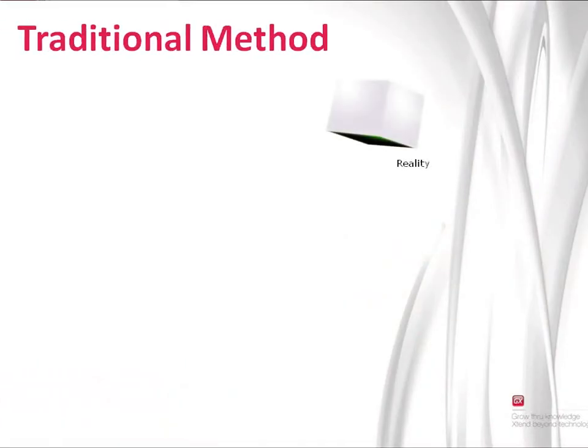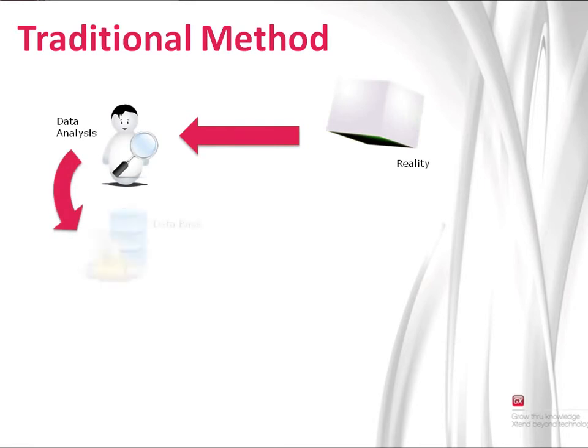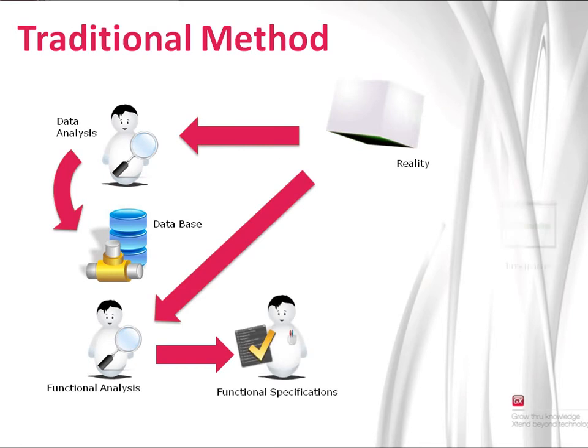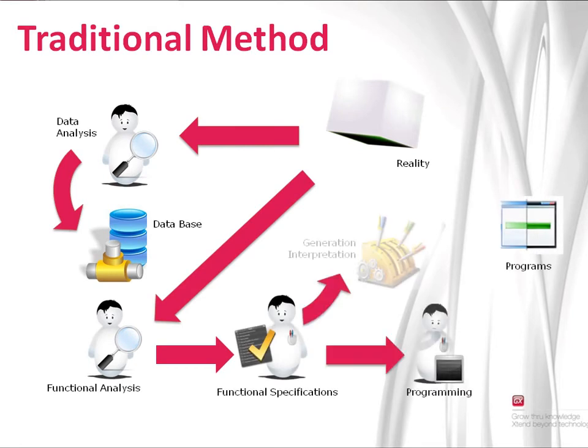In a traditional development methodology, the development process consists of two parts: the design of a data model that has been implemented through a database manager, and the functional analysis, which generates specifications used to build the programs to be implemented, whether through manual programming or using an interpreter or a generator.